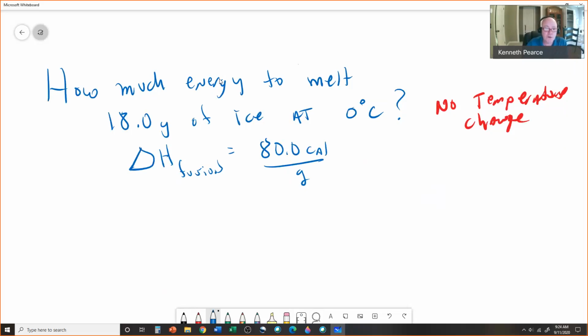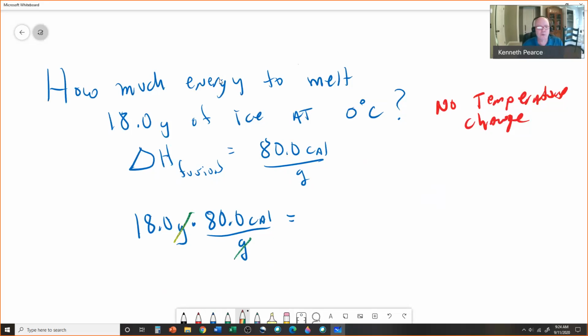And so we're going to plug it into our phase change equation, and we're going to say that it's 18.0 grams times delta H of fusion, which is 80.0 calories per gram, and we're done. Keep in mind, when we said 80.0 calories per gram, that gram is there for canceling units purposes. So you cancel the grams, you're left with calories.